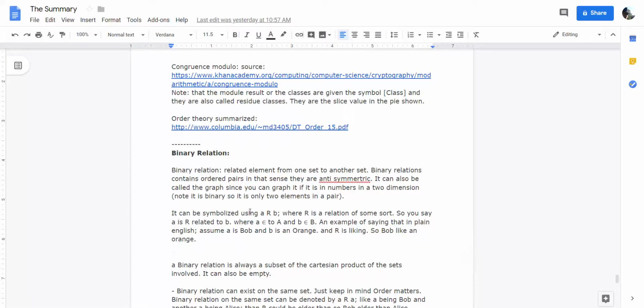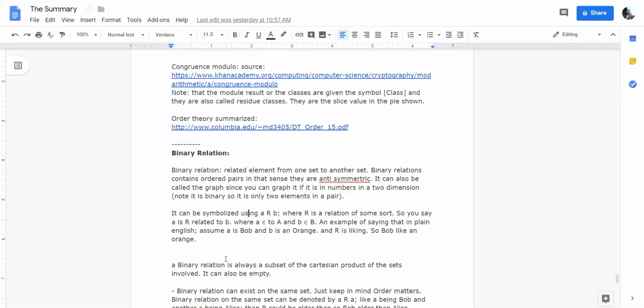There are several ways to symbolize this, but the best formal way to formalize a relationship is by using set notation. Generally, the symbol is just A R B, where R is a relation of some sort. So you say A is R related to B, where A belongs to one set and B belongs to another set. An example in plain English: assume A is Bob and B is orange, and R is liking, so Bob likes an orange.